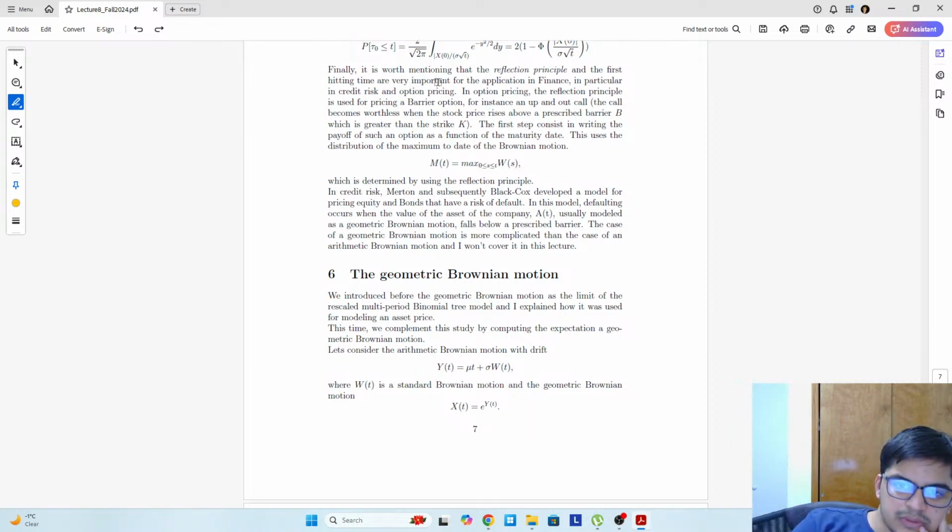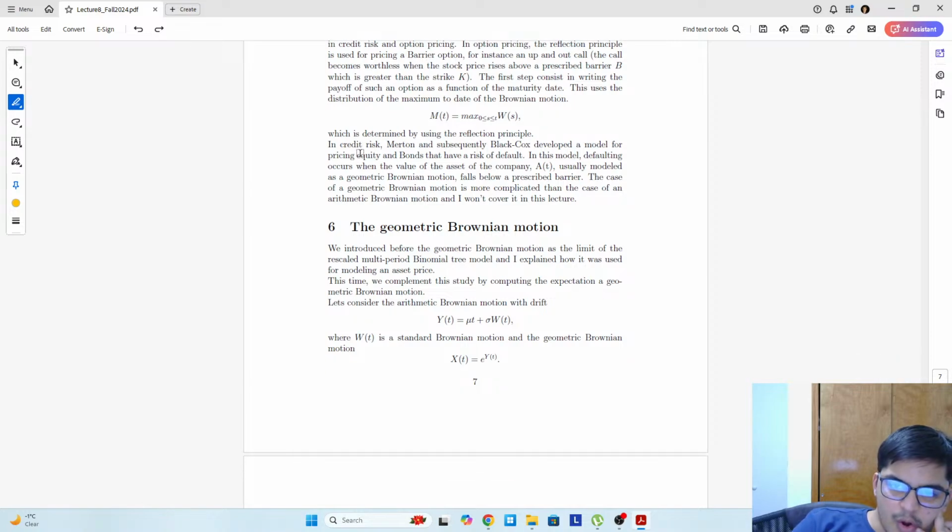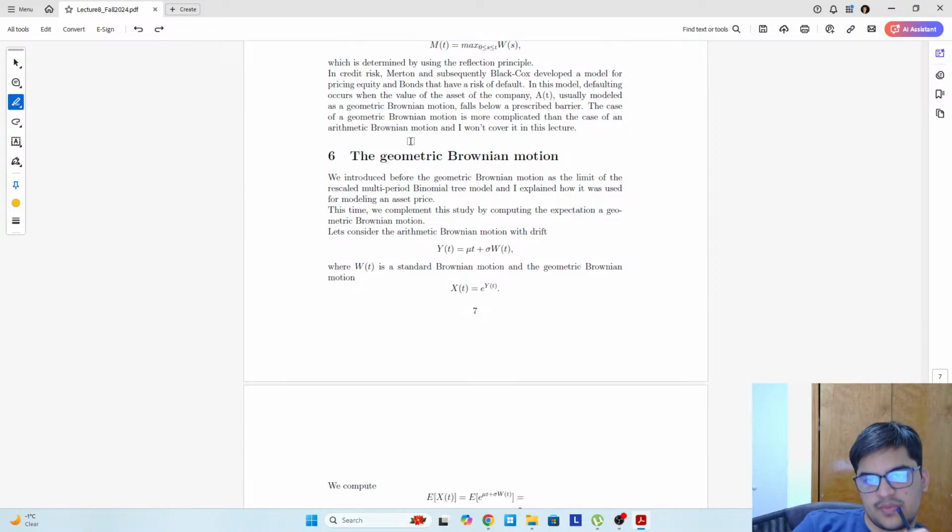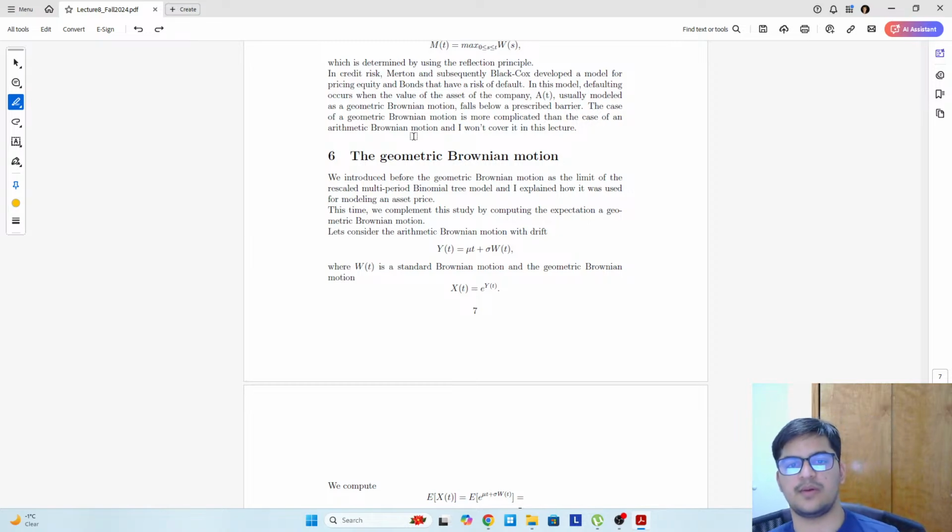So it said some things about barrier options, and also said that the reflection principle helps in computing that. In credit, Merton and subsequently Black-Cox developed a model for pricing equity and bonds that have a risk of default. In this model, default occurs when the value of an asset of the company A_t, usually modeled as GBM, falls below a prescribed barrier. The case of a geometric Brownian motion is more complicated than the case of arithmetic Brownian motion, and it won't be covered in this lecture.